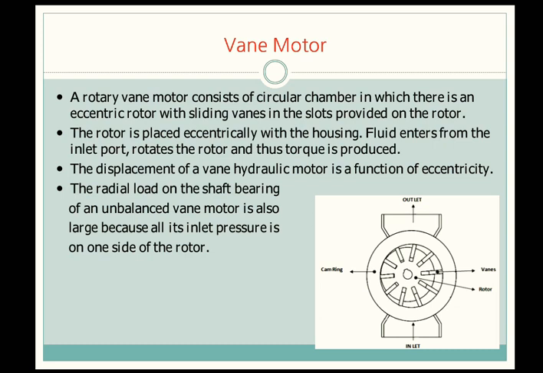The displacement of a vane motor, a hydraulic motor, is a function of eccentricity. The radial load on the shaft bearing of an unbalanced vane motor is also large because all its inlet pressure is on one side of the rotor. So here there will be inlet pressure acting on one side of the rotor, and hence some unbalance will be created in this vane motor when it is operating.